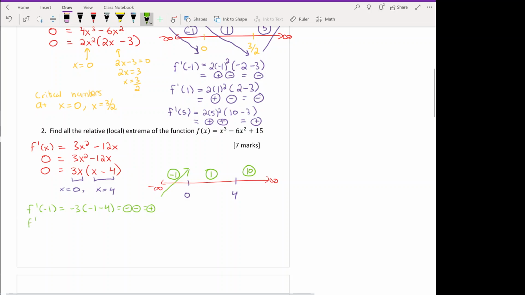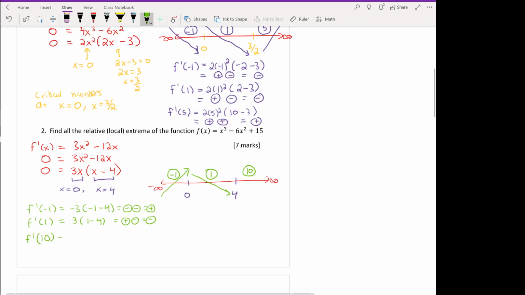Now we do the same thing for the second test value. We plug positive 1 in. We get positive 3 times 1 minus 4. That's going to be positive times negative, and that's negative. That means decreasing in the second region. So already we can tell there's going to be a max at 0. But we won't do that step yet. We'll do the interpretation step at the end after plugging in all the test values.